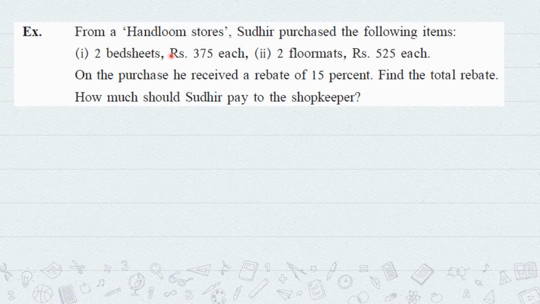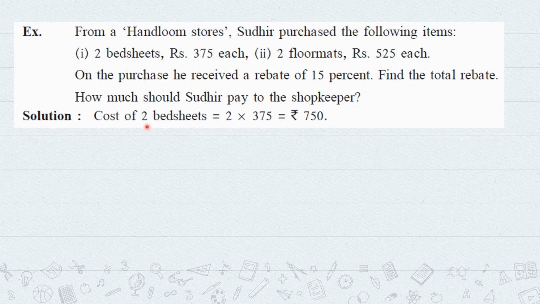From a handloom store, Sudhir purchased the following items. First one is 2 bed sheets for rupees 375 each, 2 floor mats for rupees 525 each. On the purchase, he received a rebate of 15%. Now find the total rebate and how much should Sudhir pay to the shopkeeper. Let us start with the solution.